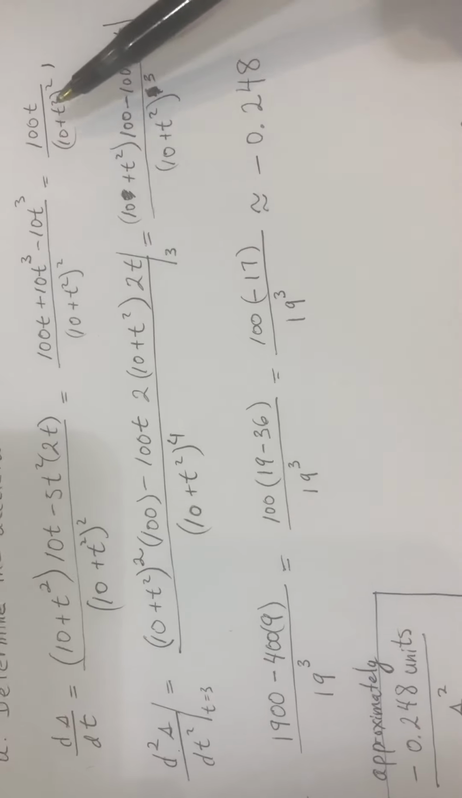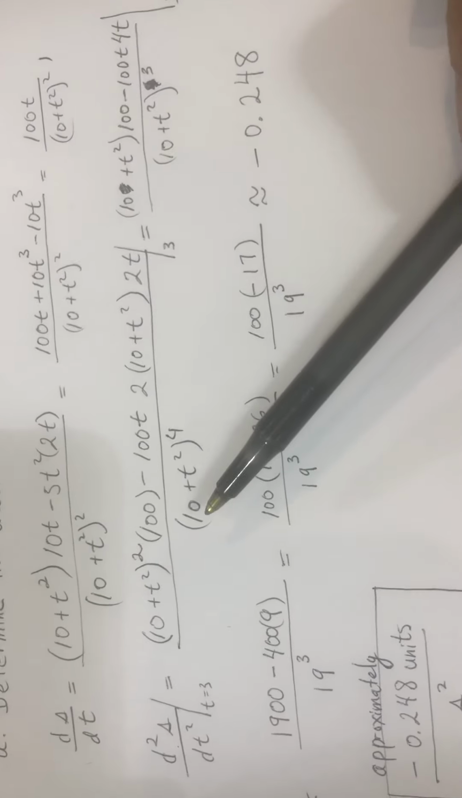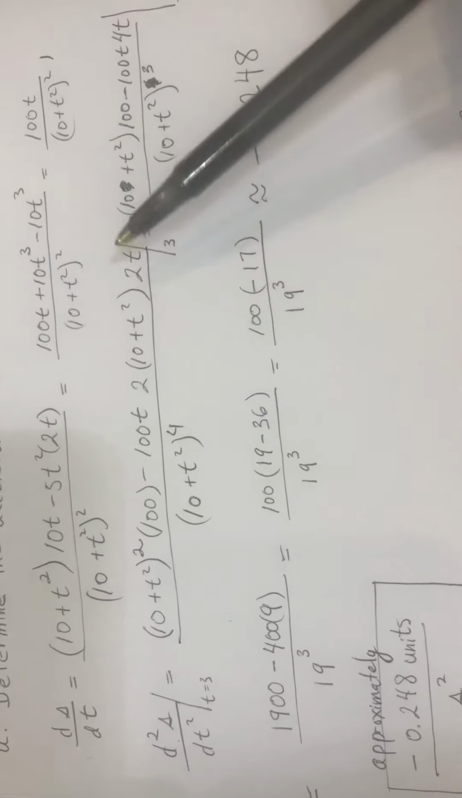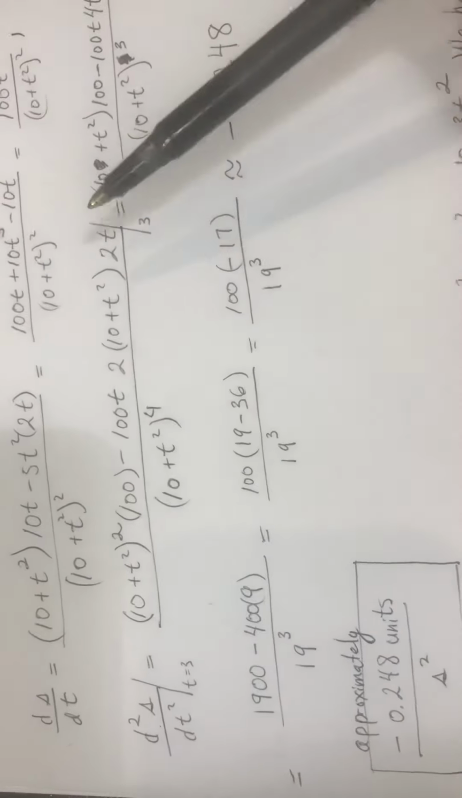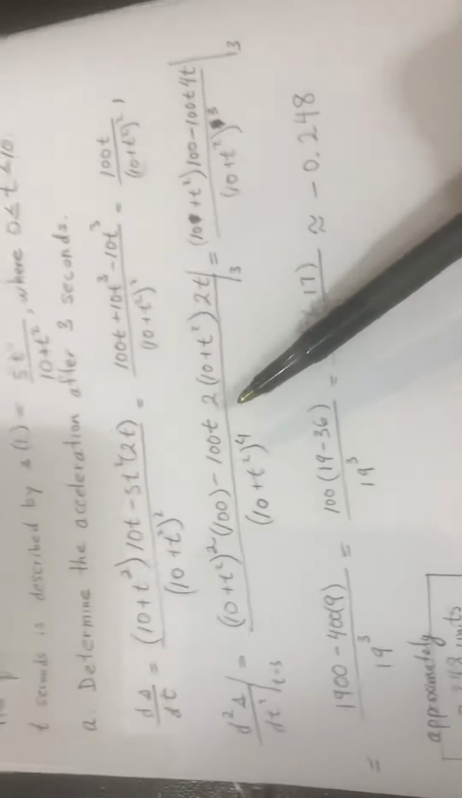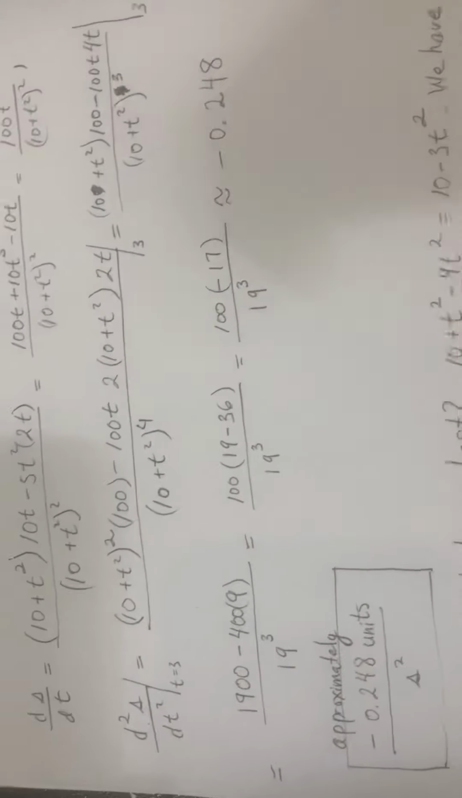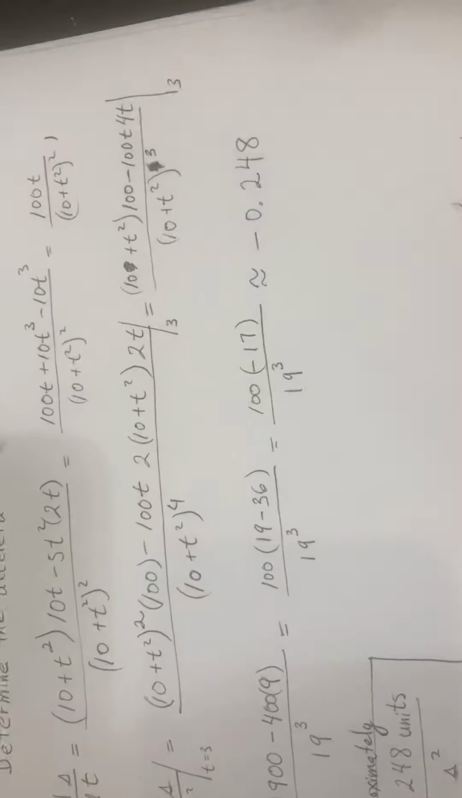All right. And then I'm going to divide by the square of what's below. So we're dividing by 10 plus t squared to the 4th power. And you don't have to write the t equals. So I can just write this vertical bar with 3 to mean we're going to evaluate this at time t equals 3, because the question says determine the acceleration after 3 seconds.